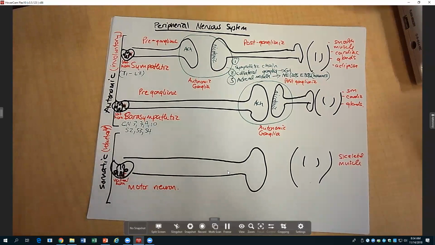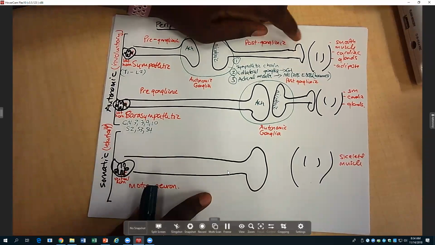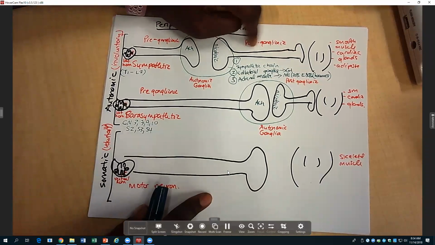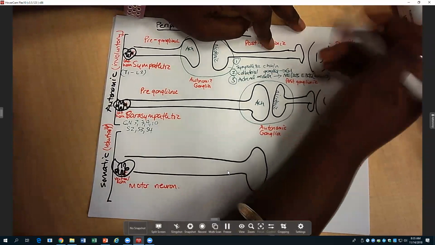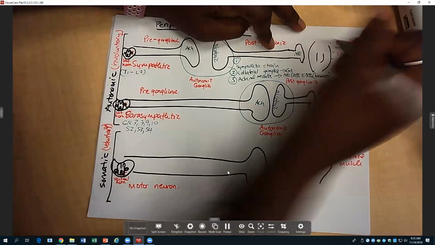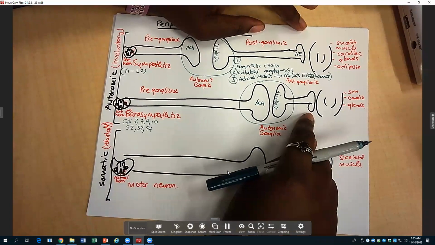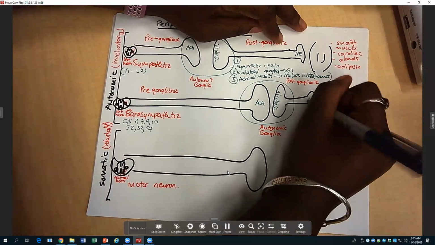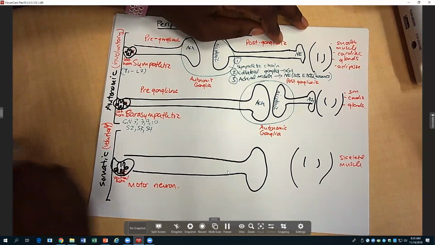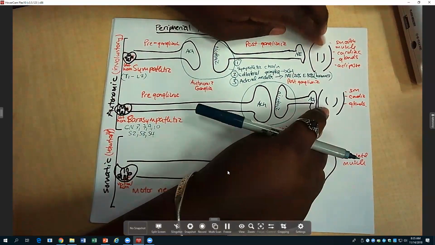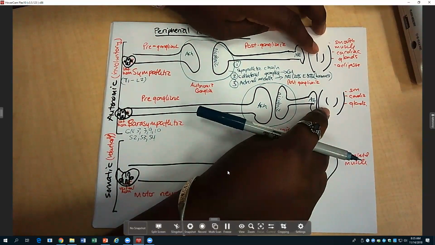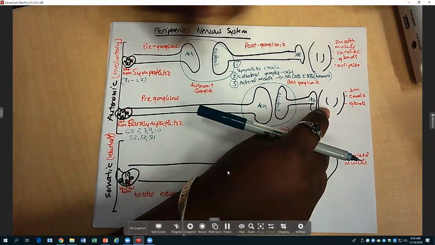What was the neurotransmitter here? What was the neurotransmitter of the sympathetic postganglionic neuron? Norepinephrine. And what about the parasympathetic postganglionic neurons? Also acetylcholine. But what type of receptors were on the effector tissue in the parasympathetic side? I'm sorry, sympathetic side.